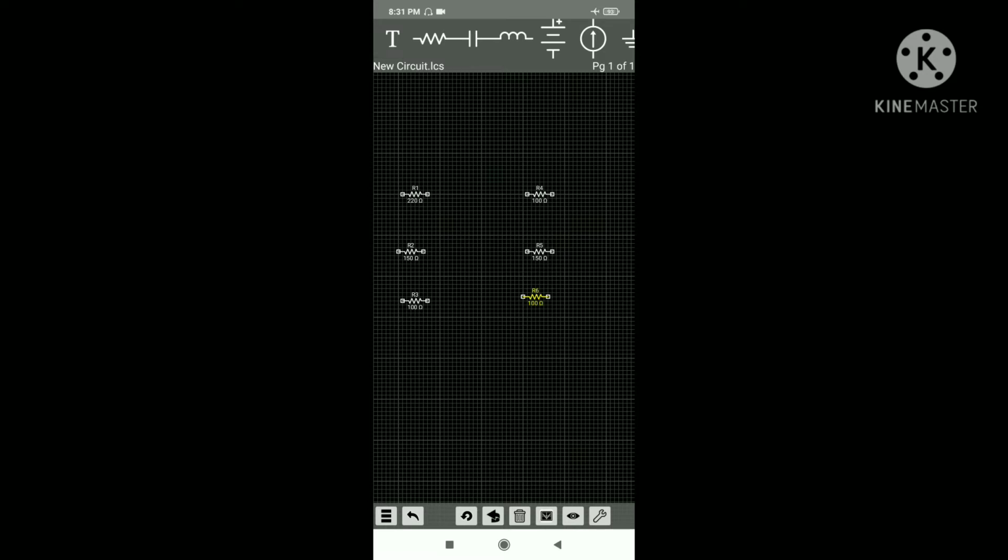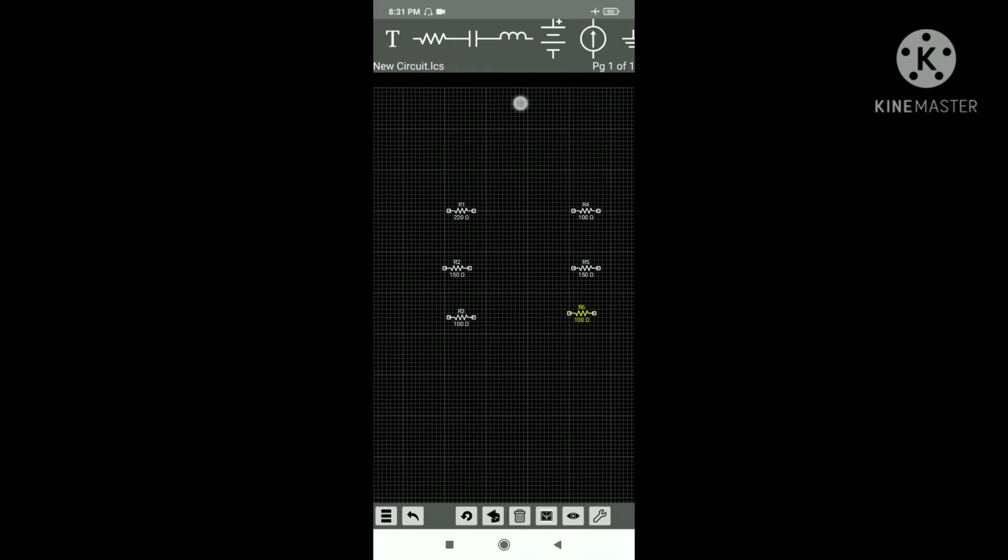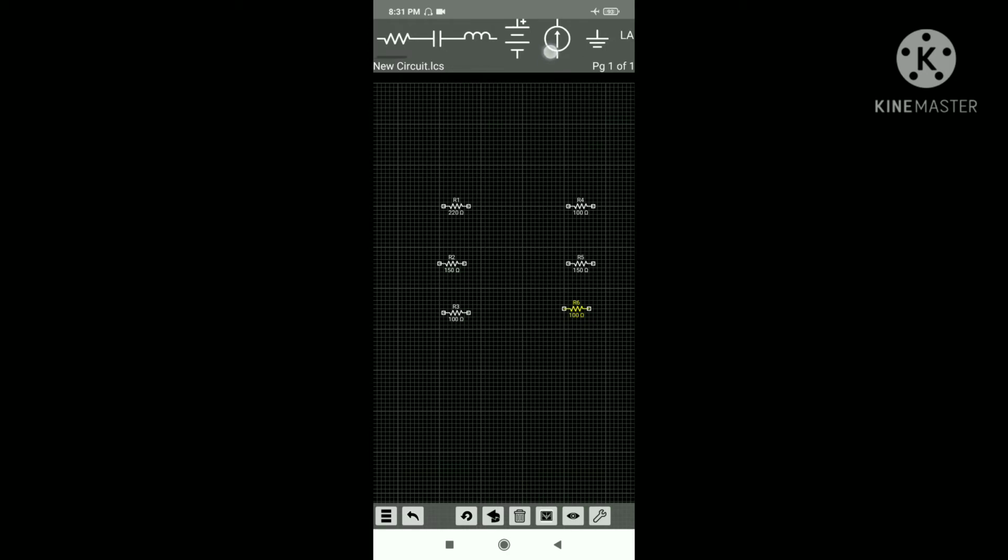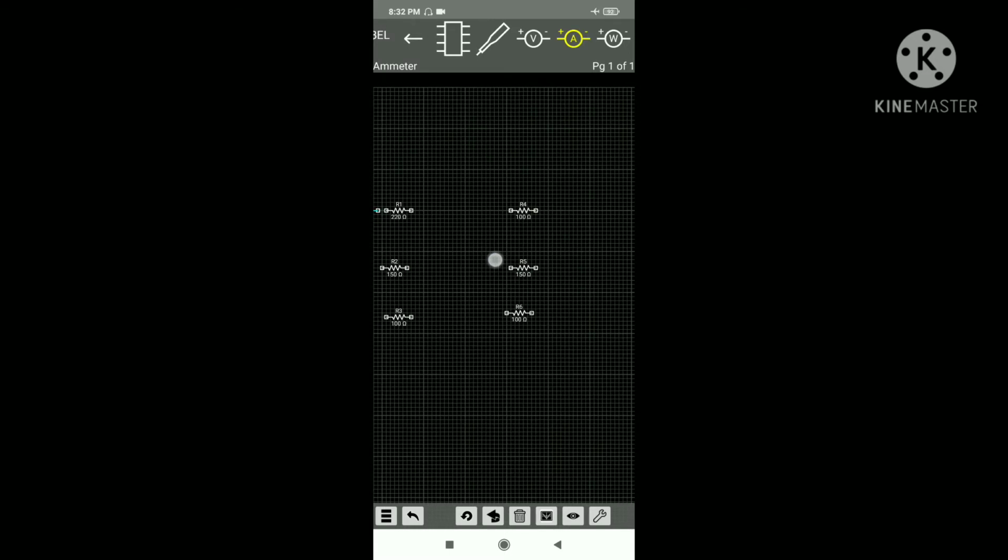These 3 resistors are all in parallel connections. Again we require the current flowing through this. Select the current meter indicated by the A sign first. All currents we require to measure: I1, I2, up to I6. Therefore, through each resistor we require the current, so 6 current meters are connected here in series with the resistors.